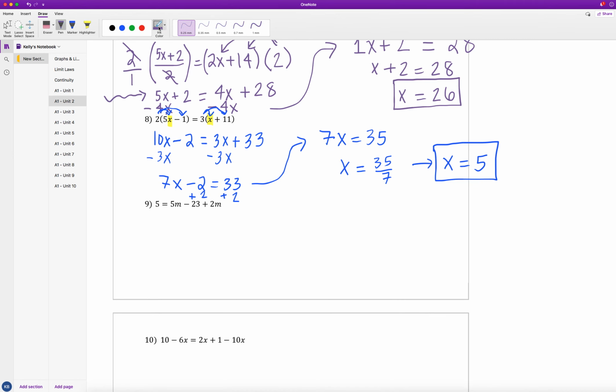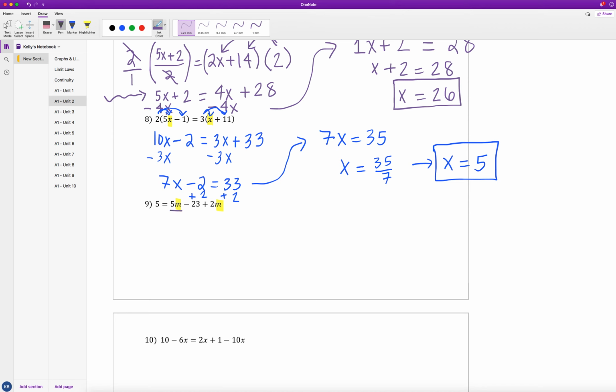Let's do example 9. Example 9 says 5 equals 5m minus 23 plus 2m. Again, this is similar to our last two because I have a variable in more than one place. What makes example 9 different than 7 or 8 is that my two places that have a variable are on the same side. So I'm not going to subtract to the other side because I already have them on the same side together. So in my first step here I want to combine like terms.